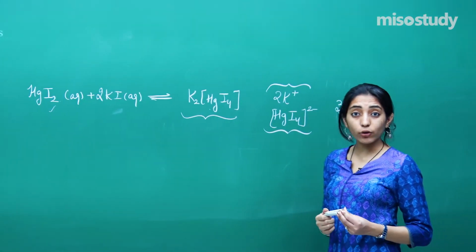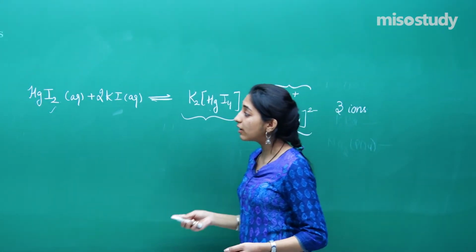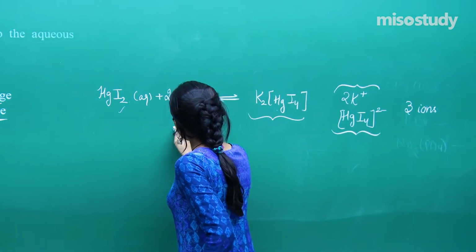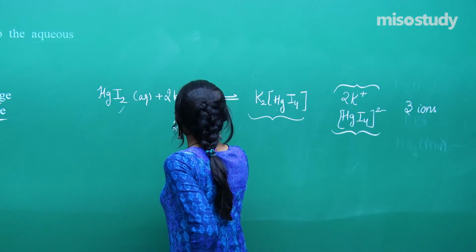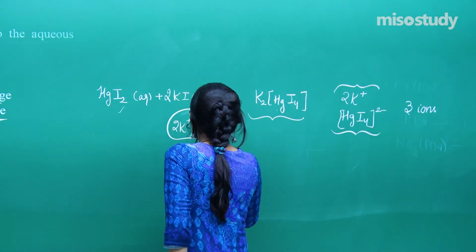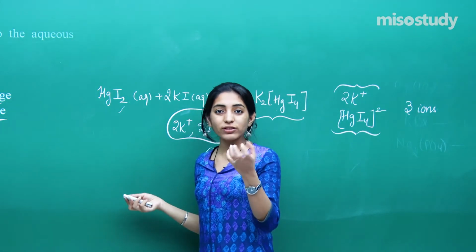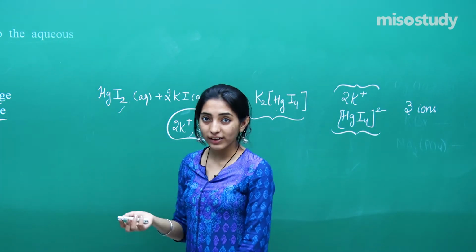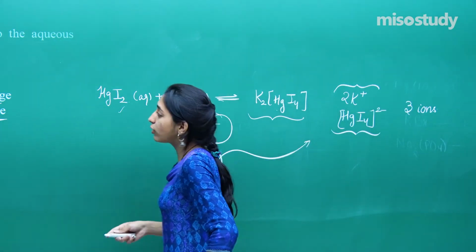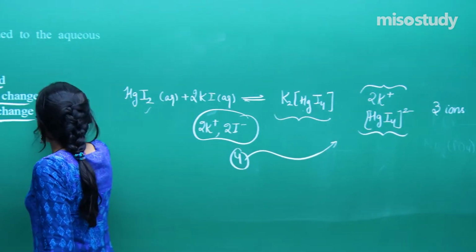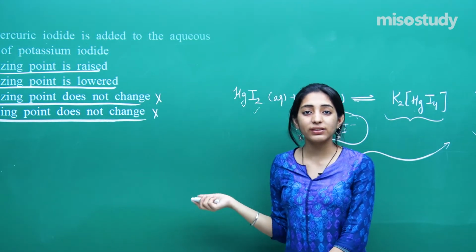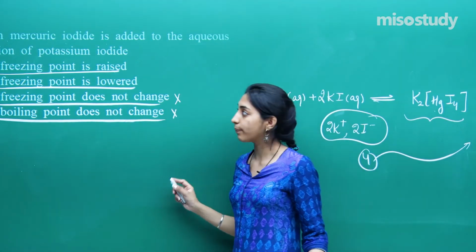Since you are getting a total of 3 ions, let us figure out how many ions were there earlier. Earlier you had 2 potassium, 2 iodine, so a total of 4 ions. HgI2 was not ionic, it was not getting dissociated. So you can see, since the number of ions in aqueous solution is changing, the freezing point will change as well as the boiling point will change. So the options saying they will not change are wrong answers.